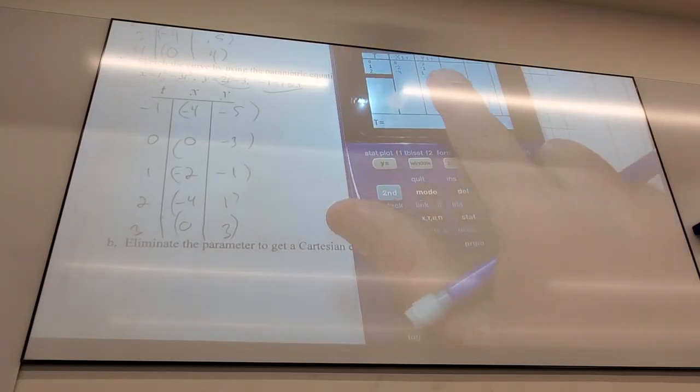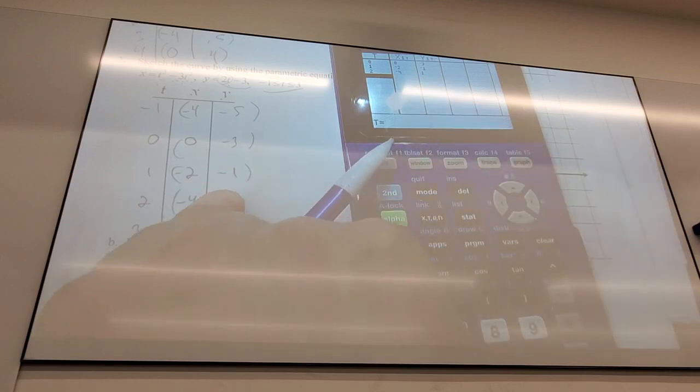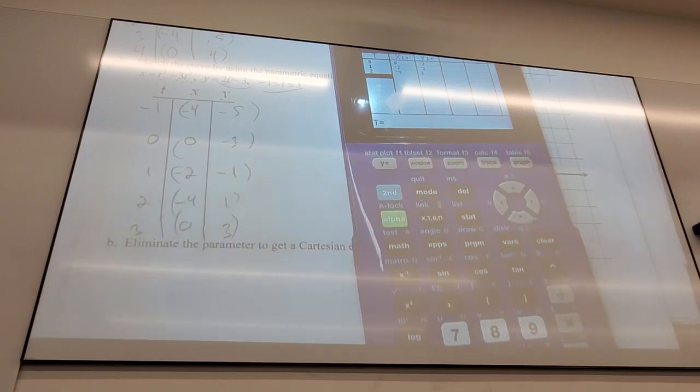Just so you know, that's a really good way to do this, but this problem could be on the part of the final where I don't let you use a calculator. So you have to be able to do it both ways.